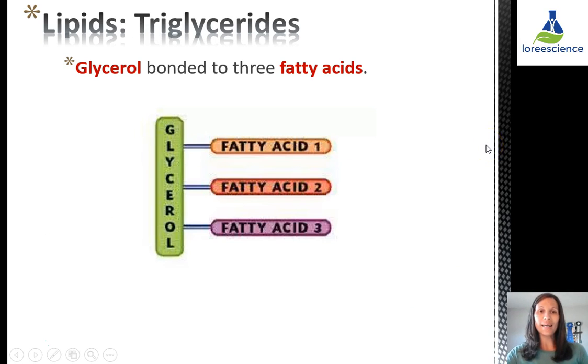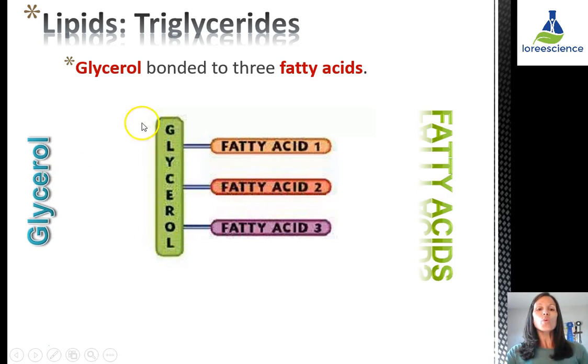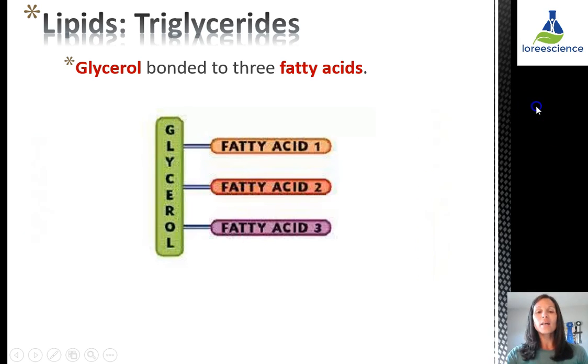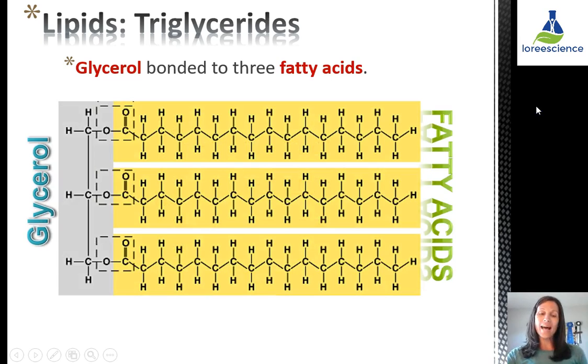So when we look at triglycerides, as the name implies, there are three fatty acids with a glycerol backbone. So when we want to draw a simplistic version, we can draw glycerol with three fatty acids attached to it. However, when we want to draw an actual structural diagram, we want to know what atoms are where. So let's take a quick little look at how we would actually go about drawing a triglyceride.